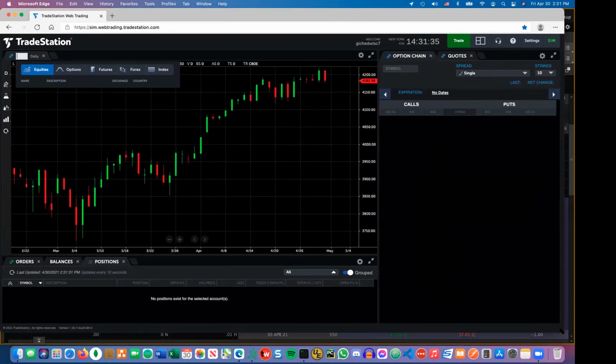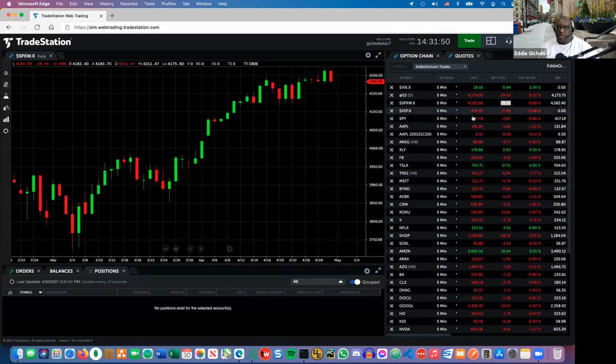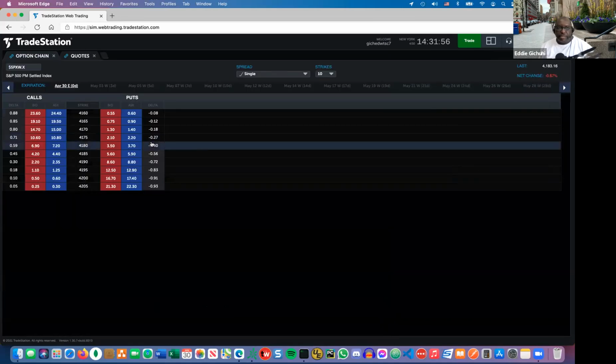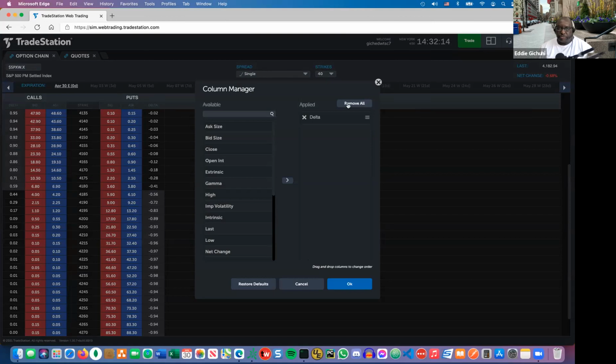Let's maximize this. All right. So I am going to look at the option chain for SPX. SPX looks like a really red day today. Very, very red. But not to worry. Never ever worry. Okay, let me increase this to about 40 to make it a little more interesting, so you can all see. I am also going to reset my view to the default. Restore defaults. There we go.